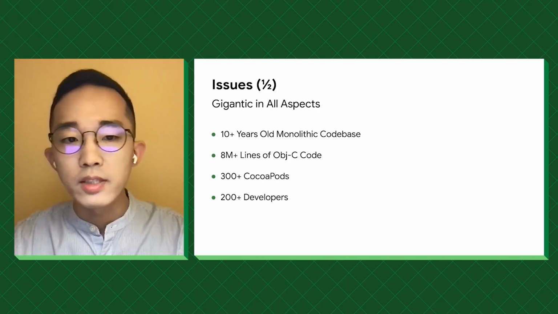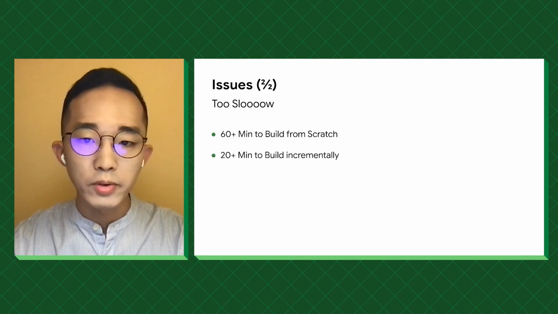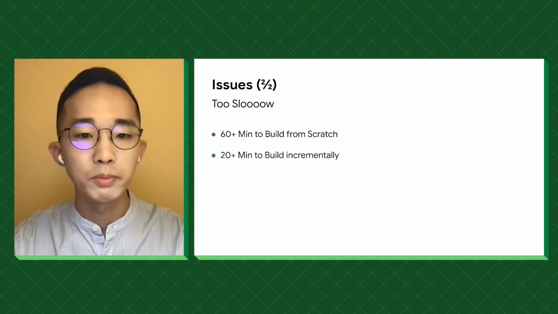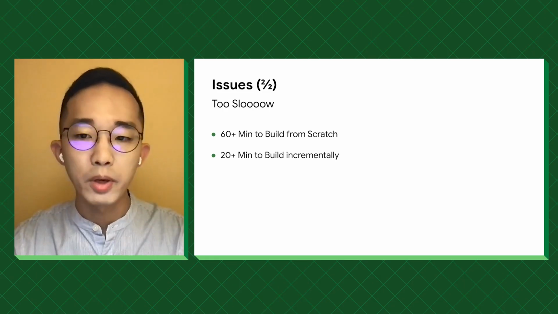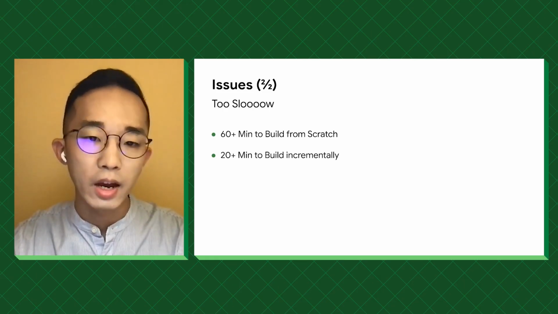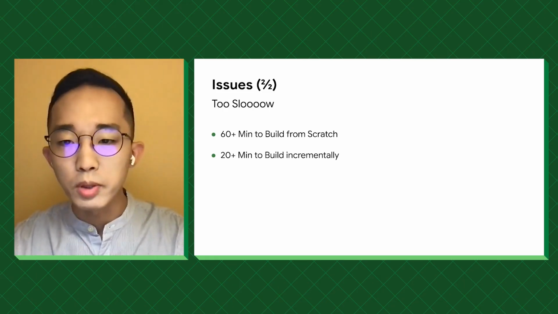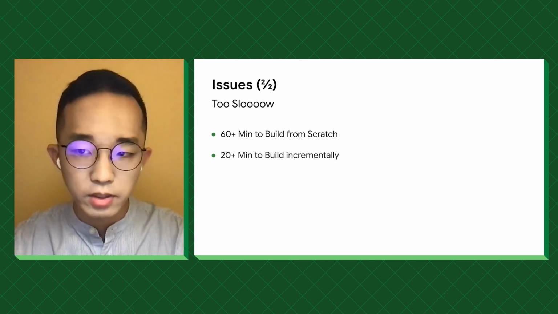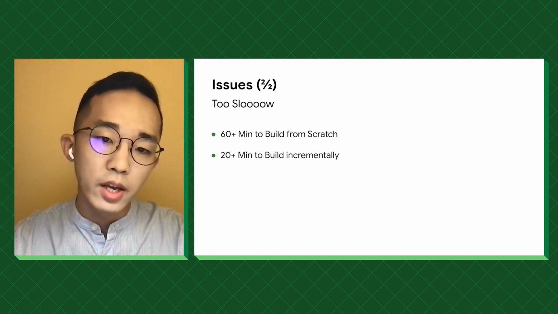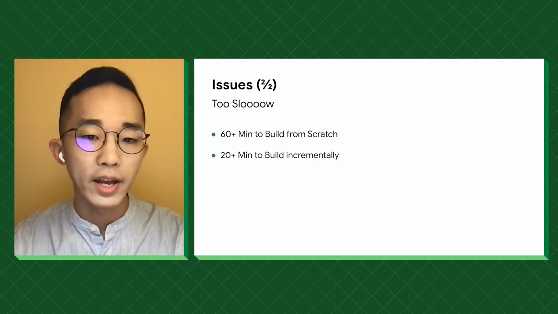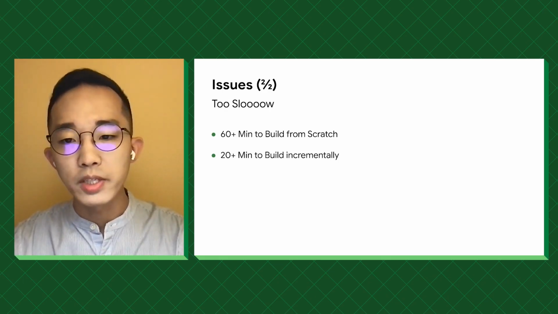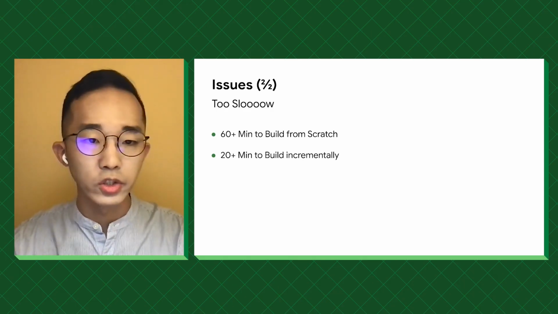Second, because of speed. As the complexity grows, the app becomes slower and slower to build and test. Even with a lot of optimizations, a clean build on CI will take more than an hour, and an incremental build will take more than 20 minutes. Because of this, engineers prefer submitting large chunks of code to minimize the overhead, which in turn makes quality assurance another challenge.